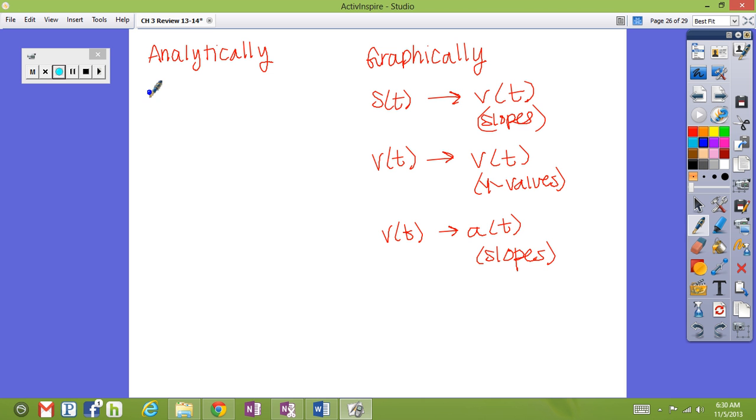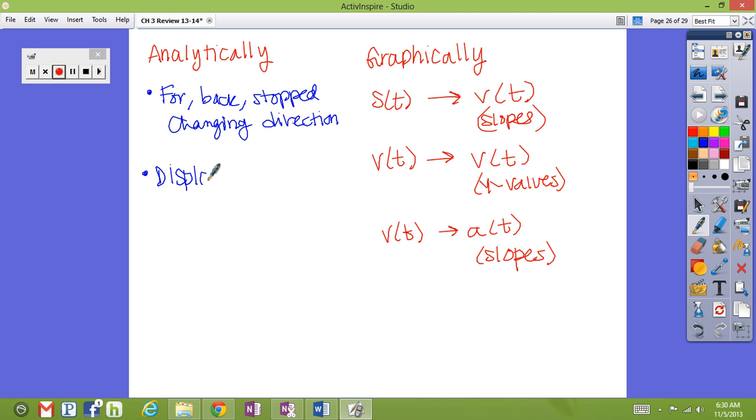You should be able to tell me about moving forward, moving backward, stopped, changing direction. I put these all together because to answer these questions you have to use the velocity sign chart. You should be able to tell me displacement. This should already be in your notes. Displacement is s of b minus s of a.